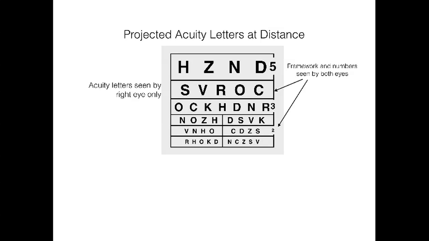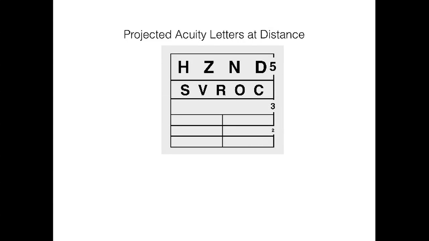Now here's the distance target. I've put the actual acuity letters on there. Notice that the framework is seen by both eyes, but the acuity letters in this case are only seen by the right eye. So in a suppression, what we would see looking at that target at distance, some of the letters go away. Then they come back. Maybe all of them go away. And then they come back. And so when they come back, then that eye has to realign its aim with the eye that stayed awake, if you will.